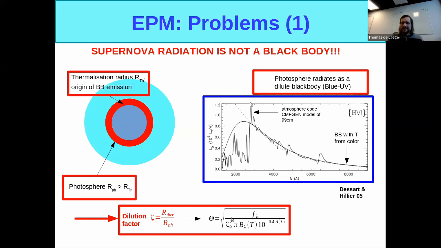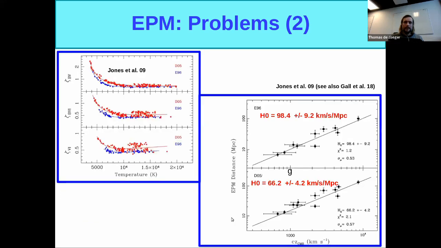But this doesn't solve all the problems, because if you look at the dilution factor, the distance measured using the EPM depends on the dilution factor. So here's a work from Jones 2009. You can see two different dilution factors from two different models, from Dessart 2005 and Eastman in 1996. So you see the evolution of the dilution factor versus the temperature, and you can see a difference between the two works. And if you apply those dilution factors and try to measure the Hubble constant, this is getting worse.